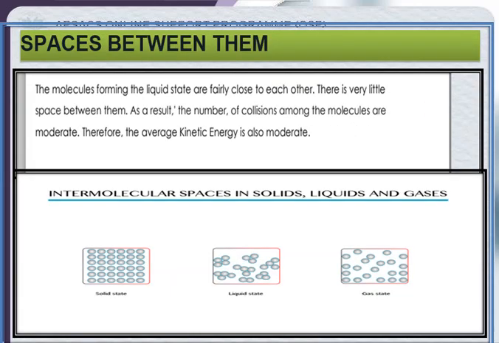The spaces between the particles of liquids are small. The molecules forming the liquid state are fairly close to each other. The molecules of the particles are close together. There is very little space between them. As a result, the number of collisions among the molecules is moderate. Therefore, the average kinetic energy is also moderate.